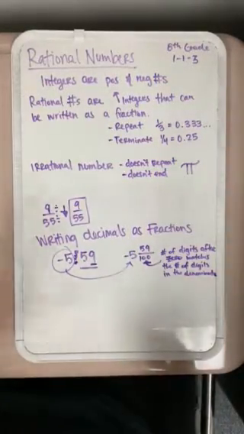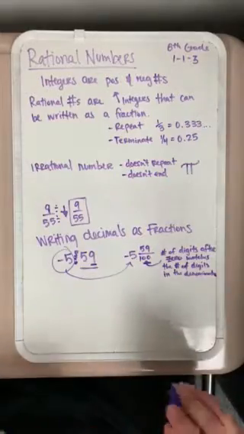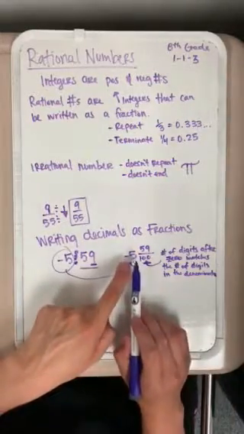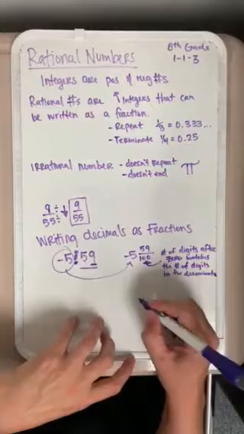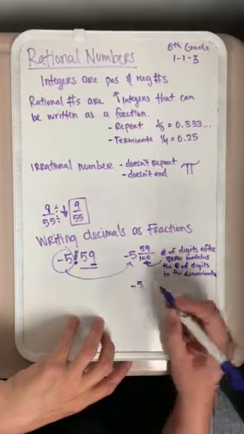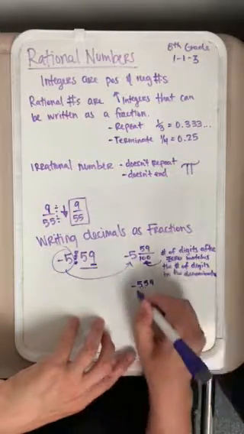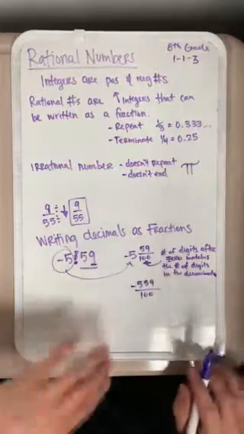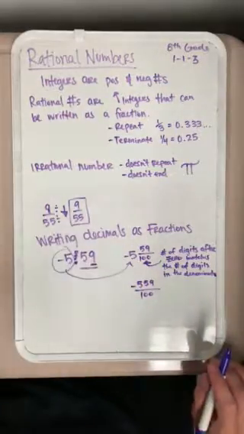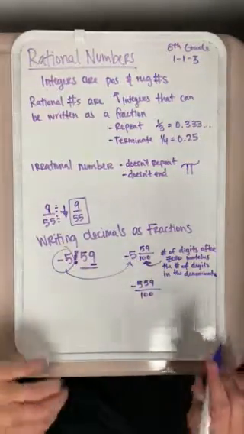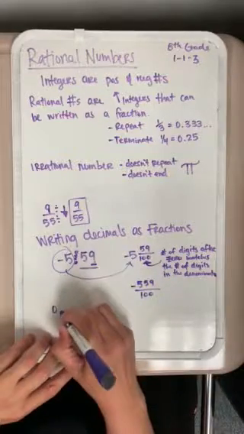All right, so now that's an example of a negative one. You could even put your whole number on top, and so it would actually be negative 559 hundredths. Totally okay. Means the same thing. Let's do another one.